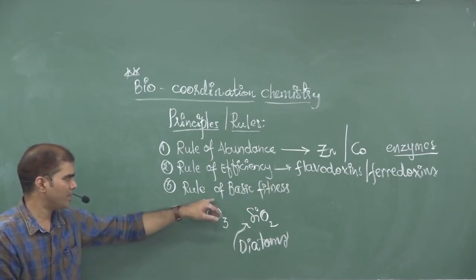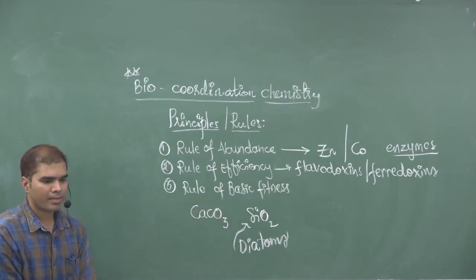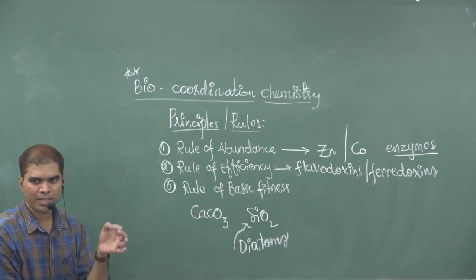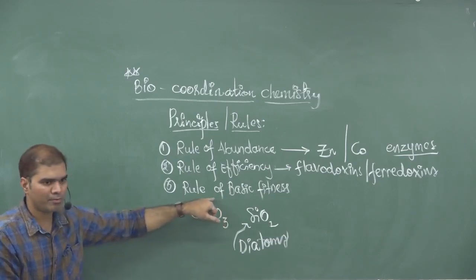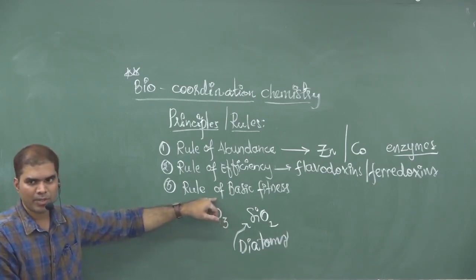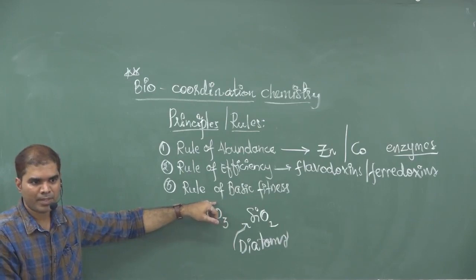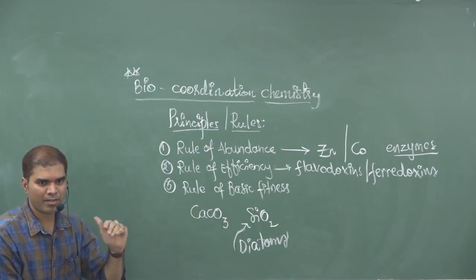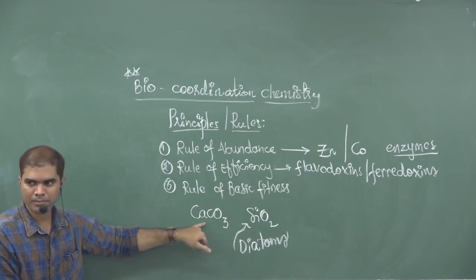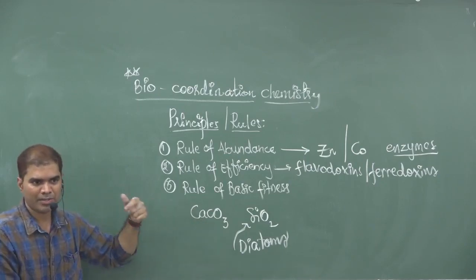Third one, rule of basic fitness. I have chosen an abundant element, I have chosen an efficient element, but to perform a particular function, which element should I choose? That is given by the rule of basic fitness. So what is the example given? You might have seen some animals where there will be a protective covering for it. Protective covering usually made up of calcium carbonate, a shell. You call it a shell.